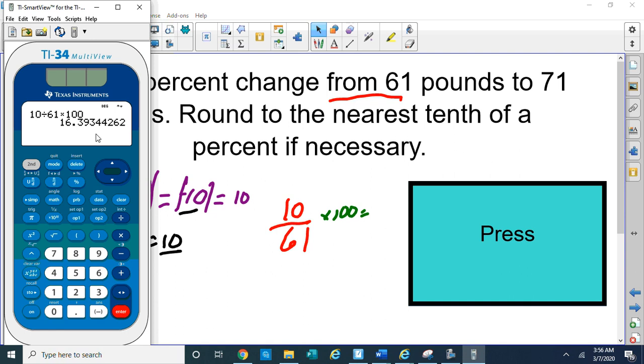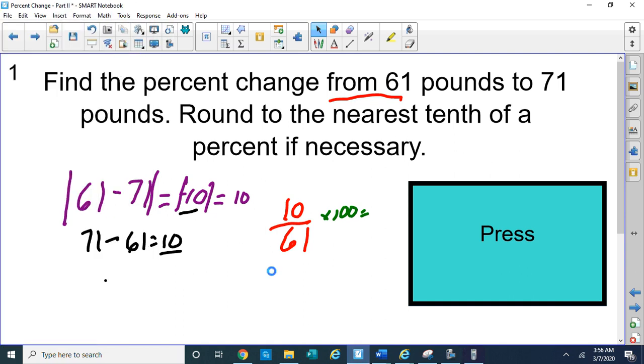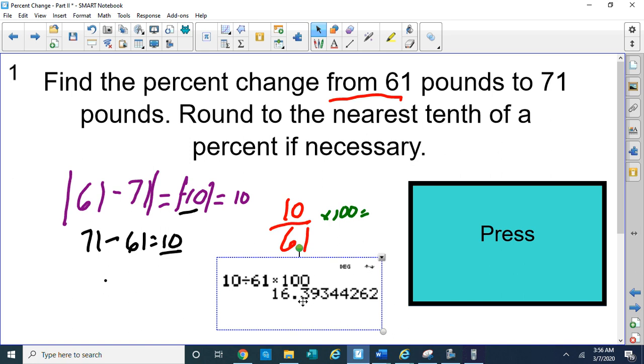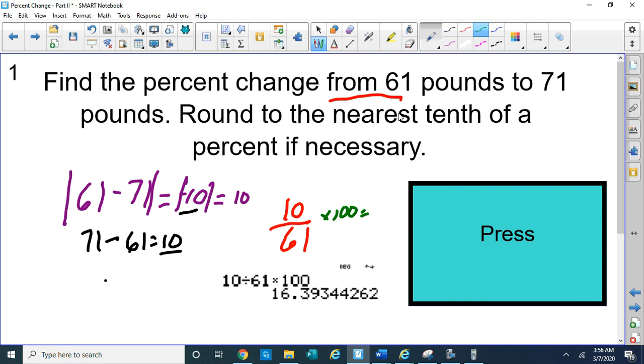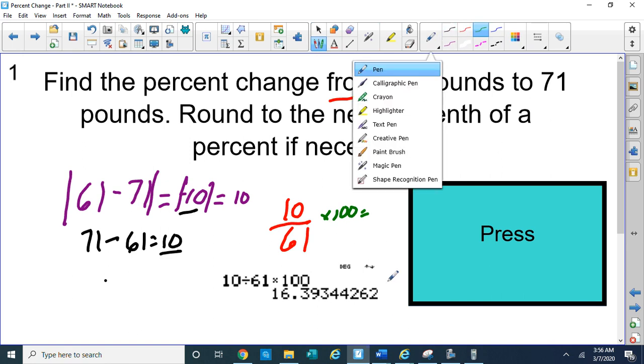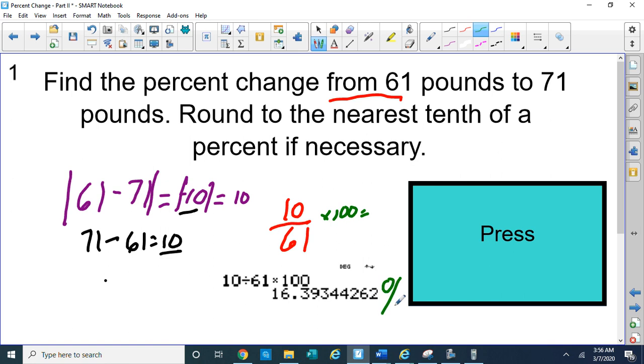Wow, long answer. All right, there's my answer: 16.393444262. So all of that is my answer, and that would be the percentage. So let's get a pen and put a percent sign there. Technically, that would be the answer.